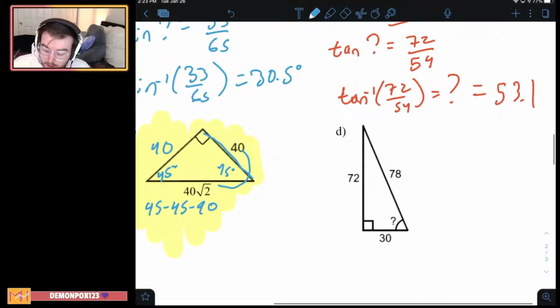All right. Here, this one is not following a pattern. So I'm going to have a multiple choice option on the screen. You just go ahead and solve it for yourself. And you can use sine, cosine, or tangent because you know all three sides. So go ahead and solve this for yourself. There's a few options on the screen for you.